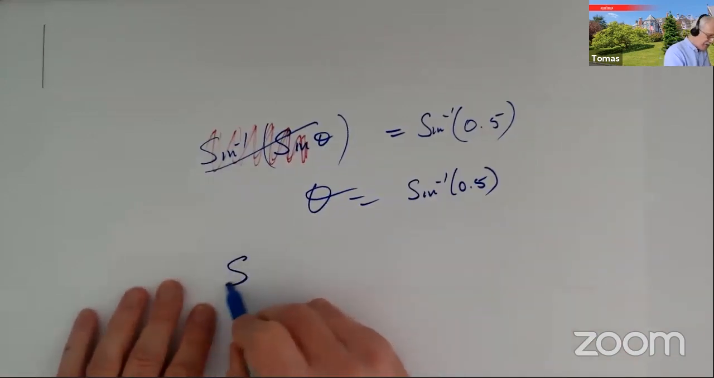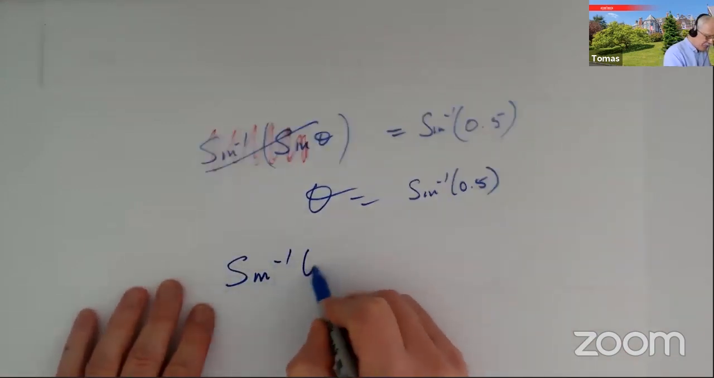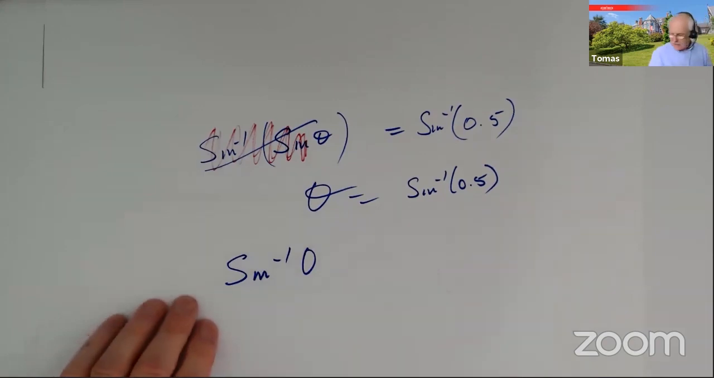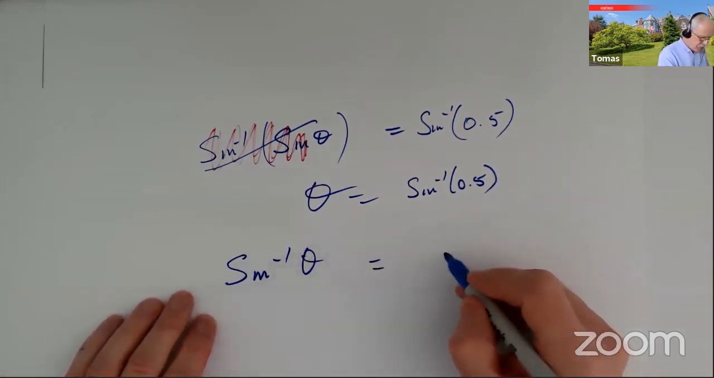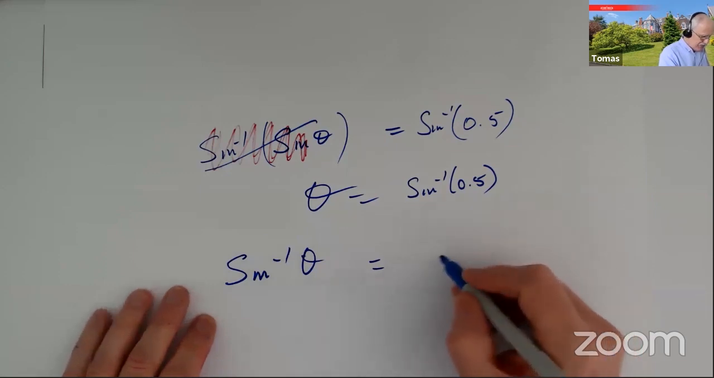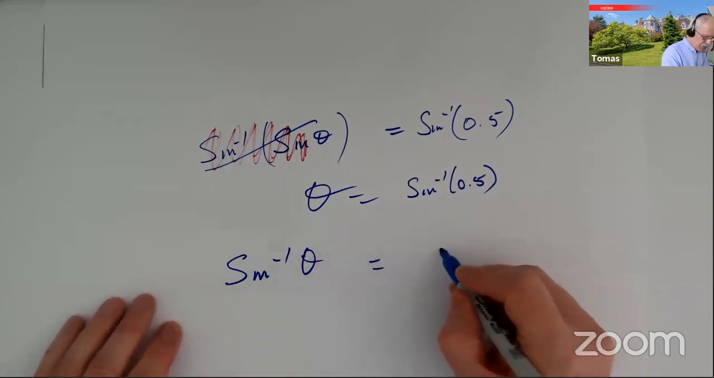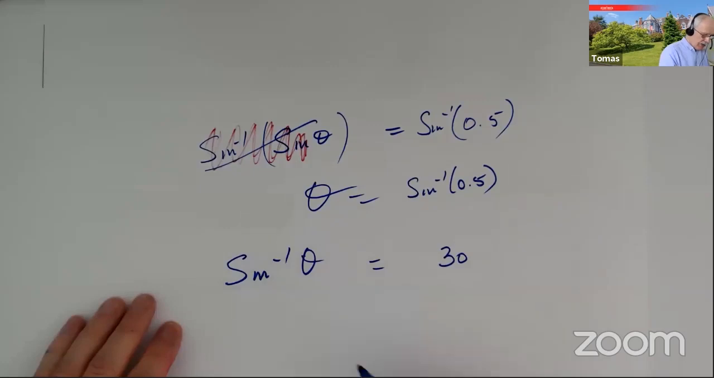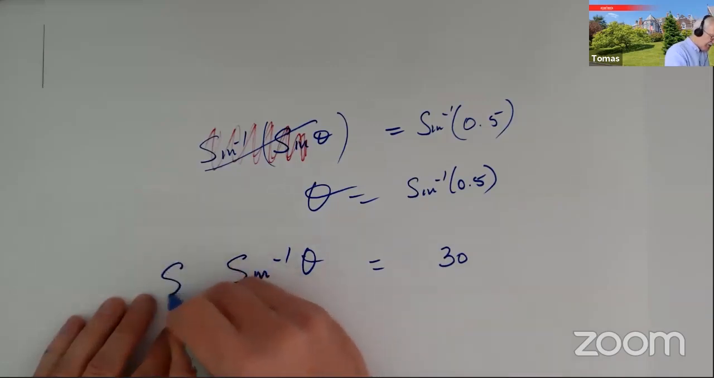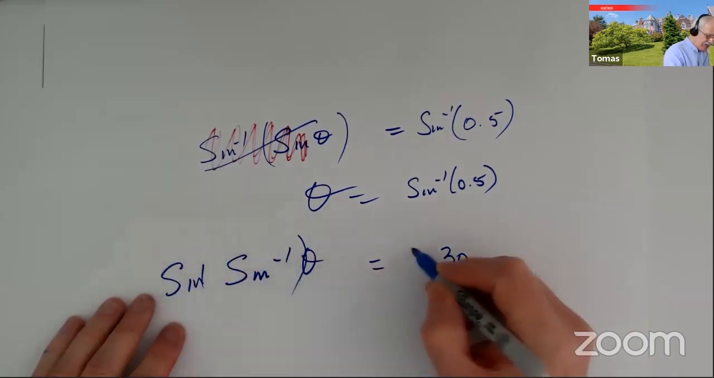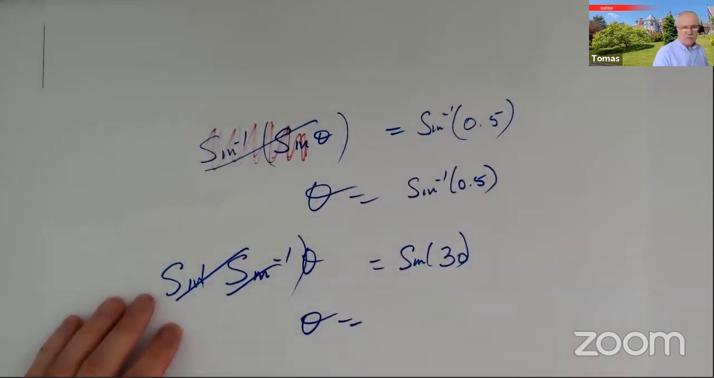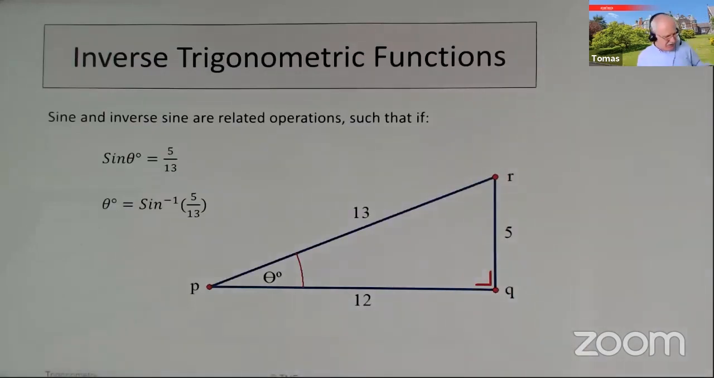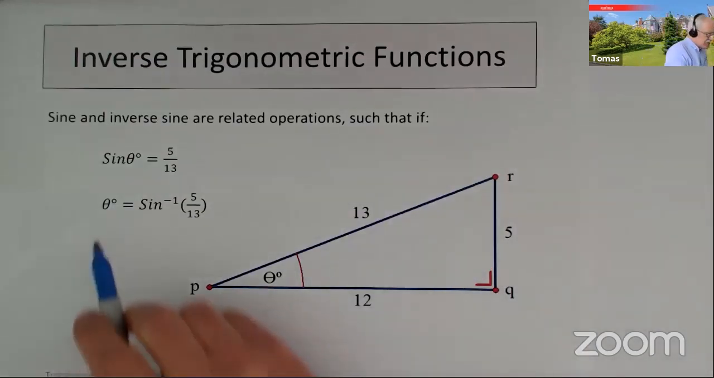Or if somebody said inverse sine of theta was 30, how do you find theta? Well, you just get the sine and the sine, and you do it that way. Theta is equal to. So that's how you can delete these. So let's see how that works.